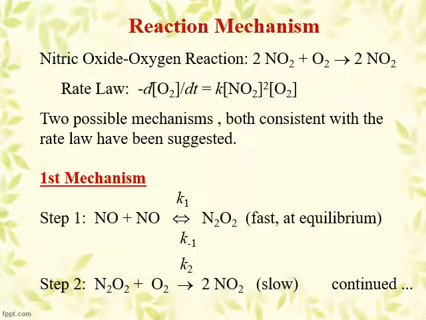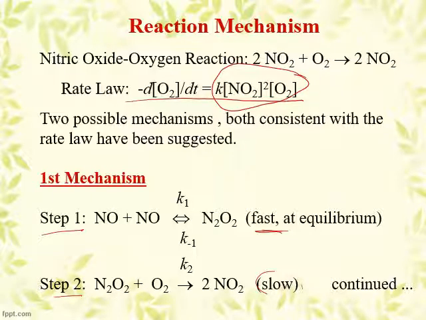Another example is the nitric oxide oxygen reaction. This is the rate law. So there are two possible sets of mechanisms, both consistent with the rate law that has been suggested, which is this. Let us look at the first set. The first step is fast at equilibrium, followed by step 2, the slow step.